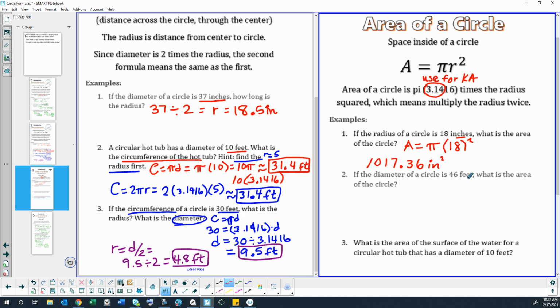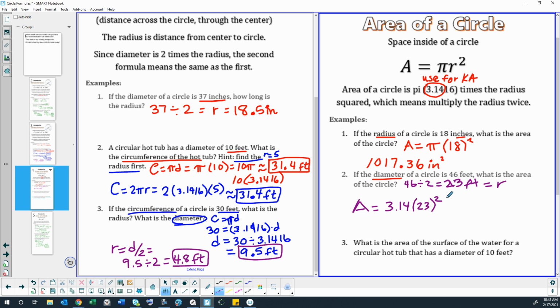If the diameter of a circle is 46 feet, what is the area? So this problem, I hope you read carefully, gave us the diameter. The previous one gave us the radius, so we just used it. But this one gives us the diameter. So we actually have to start by taking our diameter and dividing it by 2 first to get the radius. So that will be 23 feet for the radius. Okay, so now we do the same process. Area is equal to 3.14 times 23 times 23.